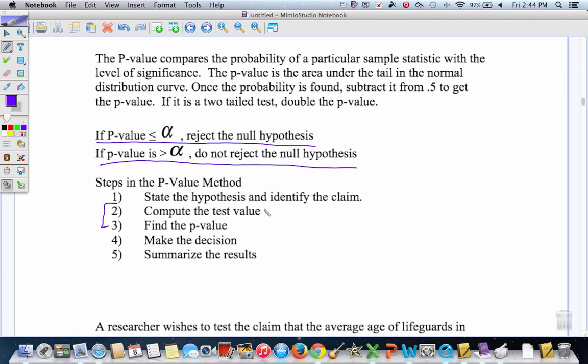I think I mentioned this when we started this section, but essentially from one day to the next here, steps 2 and 3 are the ones we're going to see a little bit of change from day to day. We'll still write our hypotheses and identify the claim in step number 1. We'll either reject or not reject the null in step number 4, and we'll either support or not support our claim in step number 5. It's 2 and 3 where we have a change. Today we're looking at area versus a z-score.